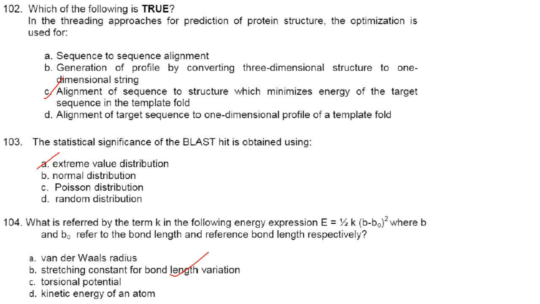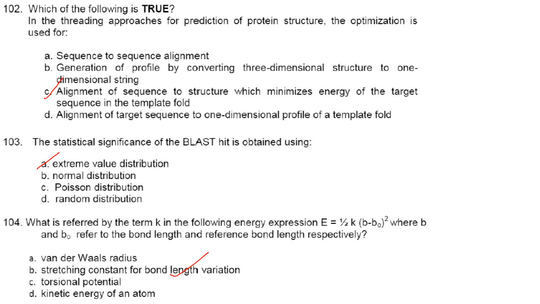Then which of the following is true? In the threading approach for prediction of protein structure, the optimization is used for. So threading is a tertiary structure prediction method in proteins. First you take the protein sequence, then you search the library of templates or known structures. They are the PDB structures. Then you search for the best composition of sequence as measured by energy function. Once all the candidate structures together with their scores are gathered, the lowest energy one is accepted as the structure prediction of the protein. That is how you do threading.